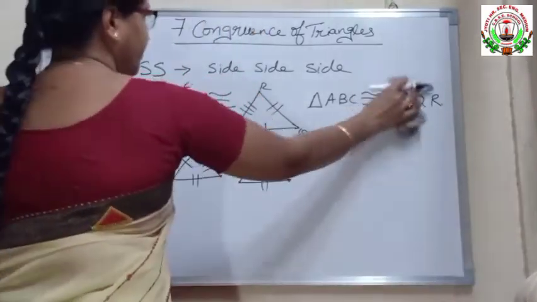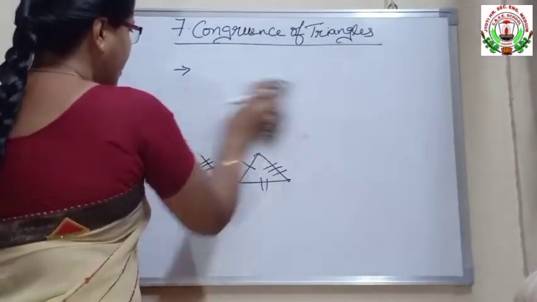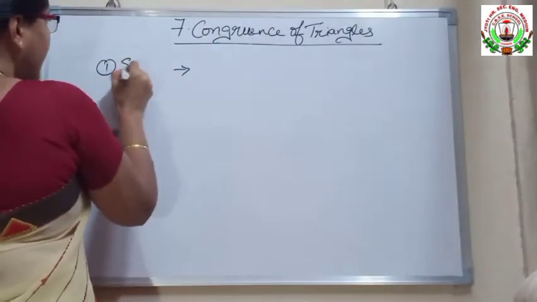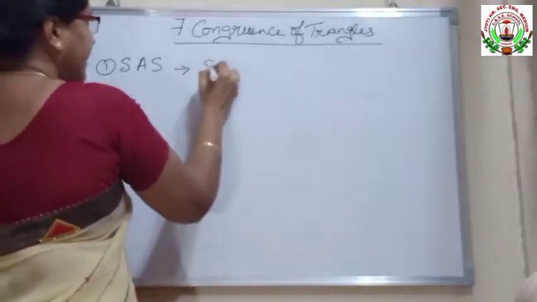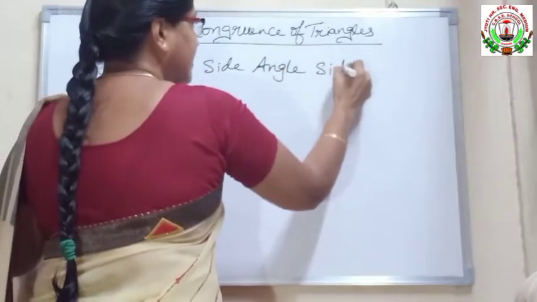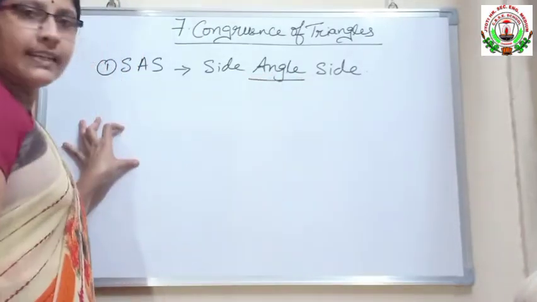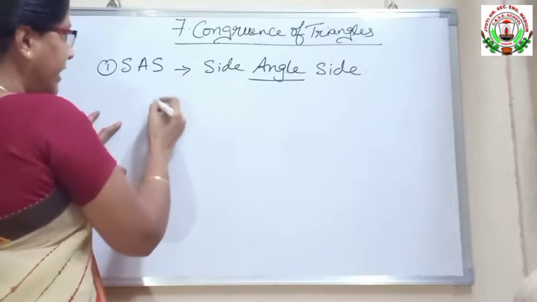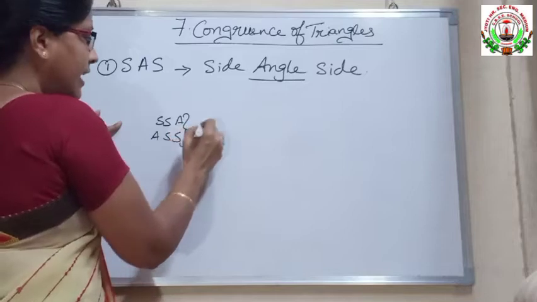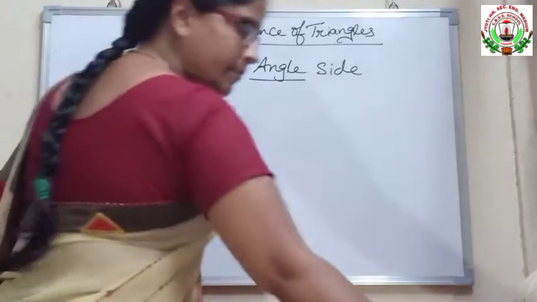Next criterion is SAS, that is side, angle, side. The angle is written in the middle. I could also write it as SSA or AAS, but these are wrong. It should be side, angle, side only.